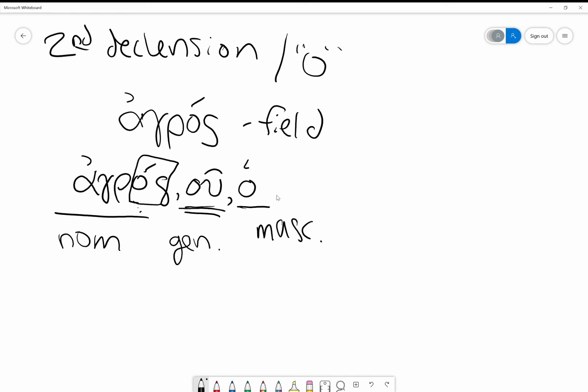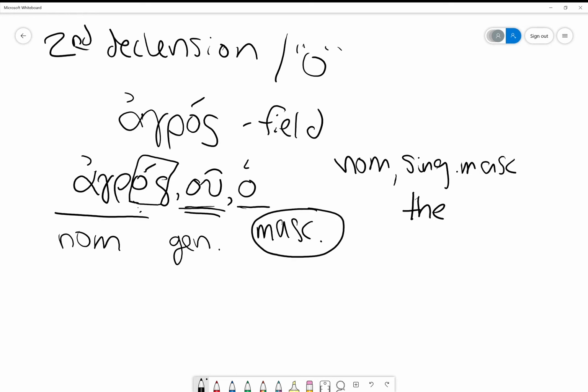Ho is the nominative, singular, masculine form of the word the. It's called the article. And ho will always equal masculine. Always, always, always be masculine.